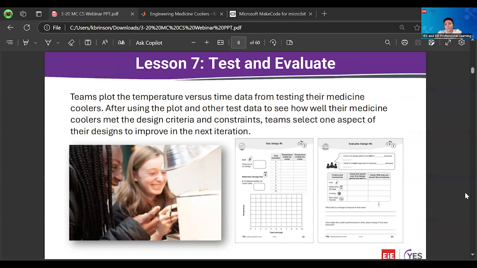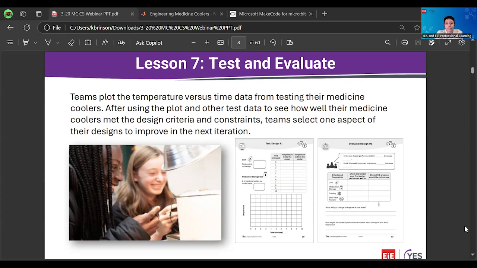They have the choice of which box size they want to use, and they have to test under the heat lamp for 10 minutes. So every minute they're looking at the temperature inside and outside of the cooler to see how well the medicine coolers are meeting their design criteria and constraints. And this helps them to evaluate their design so that they can make very specific changes to their medicine cooler so that they can make their next iteration an even bigger improvement.